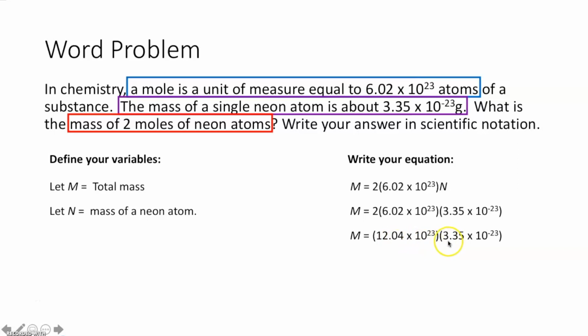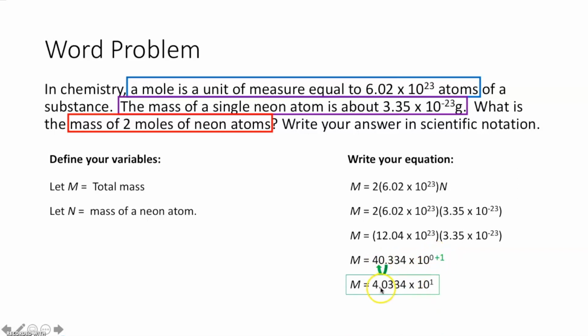So how do we multiply two numbers in scientific notation? We multiply the numbers out front together and we add the exponents of the tens. So multiply these two numbers out front and then add the exponents of the tens. What's 23 plus negative 23? That's 0, actually. So now we're going to reconvert this into scientific notation because our answer needs to be in scientific notation. We move our decimal place 1 to the left, which means we add 1 to our exponent.